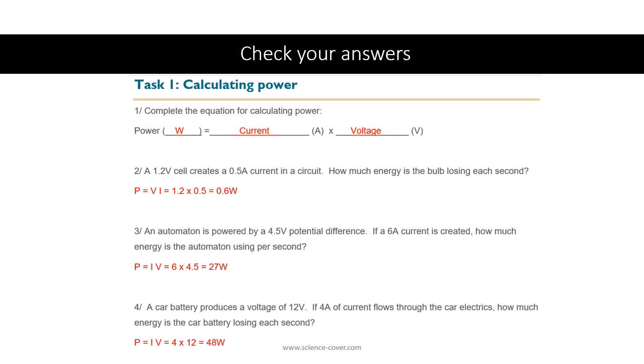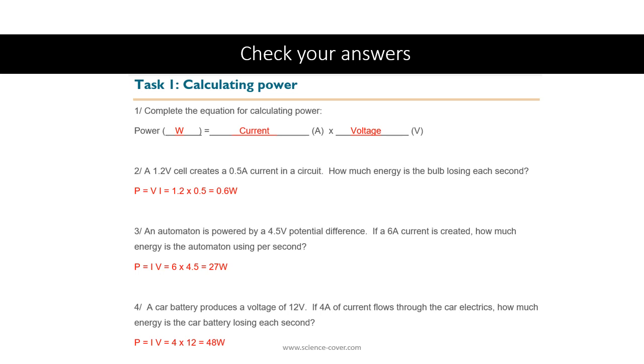An automatron is powered by 4.5 volts potential difference. If 6 amps of current is created, how much energy does the automatron use per second? So power is current times voltage. So this time we've got 6 amps times by 4.5 volts, which gives us 27 watts.